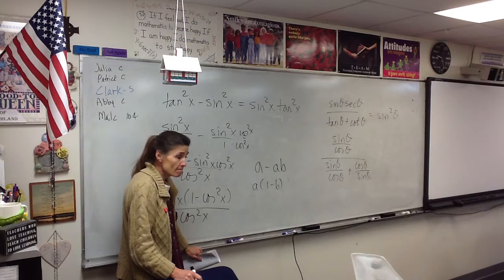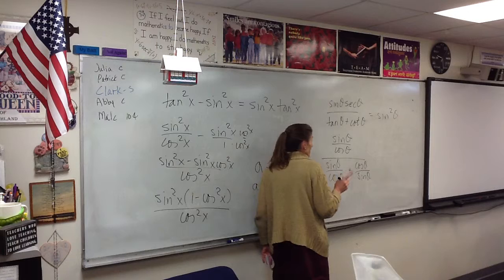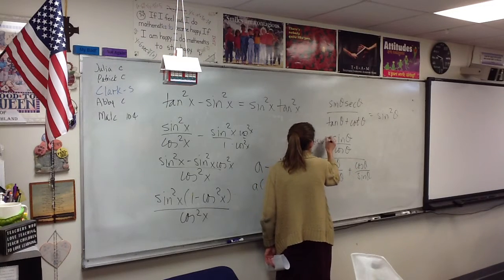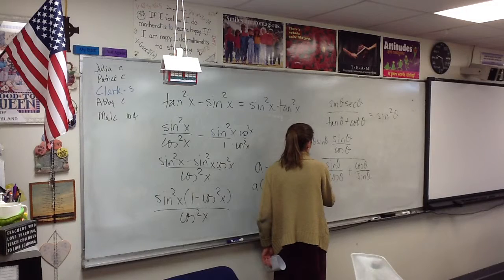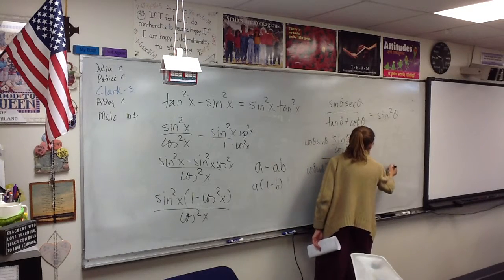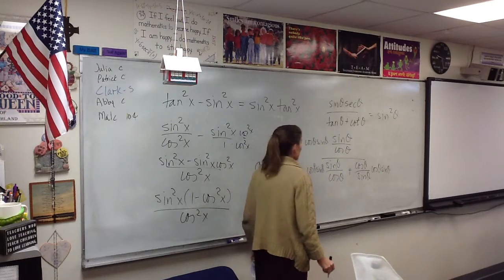Multiply by? You've got to multiply by both of them because you want to clear all the fractions. So you're going to multiply by cosine sine. This is too much for me to do in my head, so I'm going to write it down. Now I'm going to go through and cancel everything that cancels.